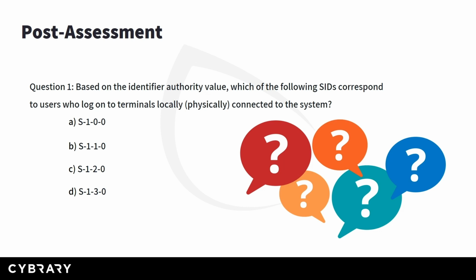Okay, here's a quick question for you. Based on the identifier authority value, which of the following SIDs correspond to users who log on to terminals locally, physically connected to the system? It is A. S-1-0-0, or B. S-1-1-0, or C. S-1-2-0, or D. S-1-3-0. If you said C, you are correct. The identifier authority with value 2 is local and is used for the local group. There's only one SID in that group and it is S-1-2-0.